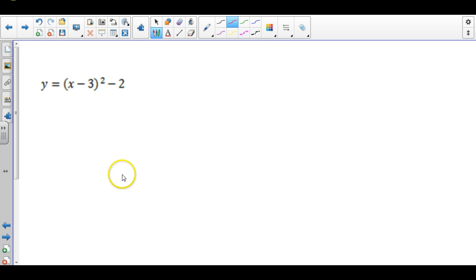So here's a shift of 2 things going on at one time. So this part right here is going to take your vertex and move it to the right 3 spots, and it's going to take your y coordinate of the vertex and shift it down 2.